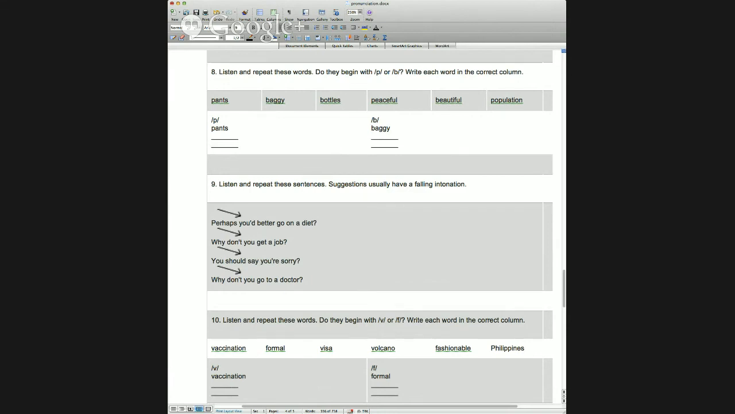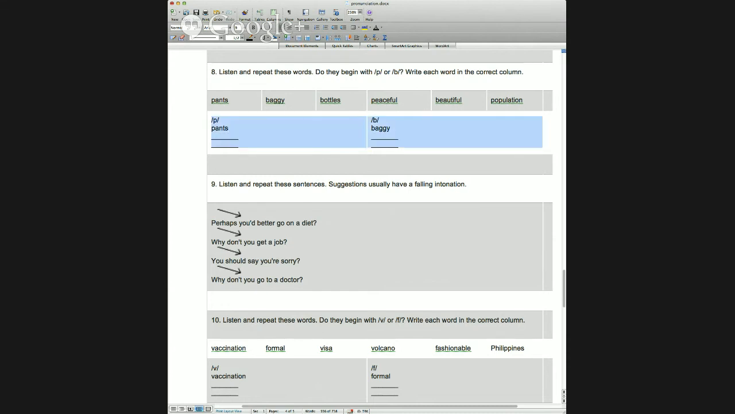Pants. Good. Pants. Baggy. Bottles. Peaceful. Beautiful. Population. Okay, very good.